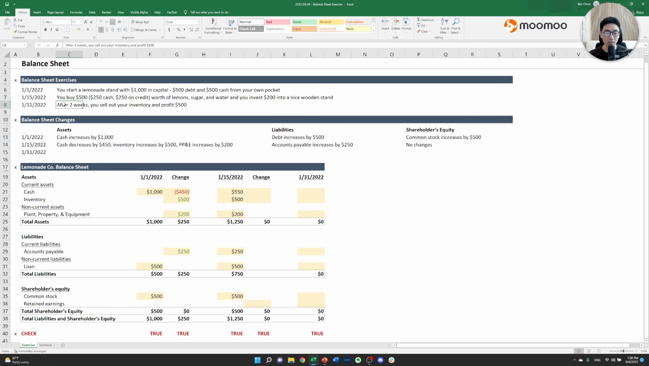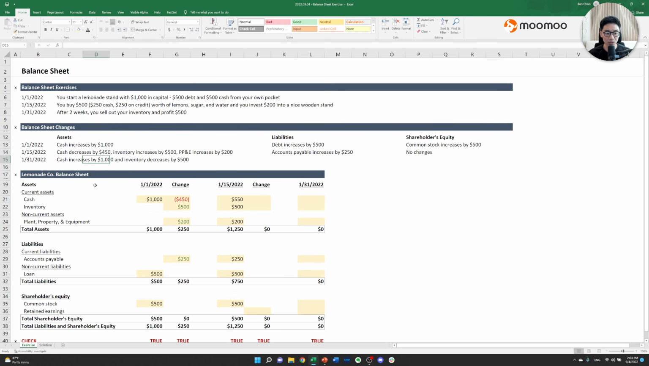So after 2 weeks, you sell out your inventory and you profit $500. So what happens to your balance sheet? So your cash increases by $1,000. And the reason for that, normally it's never this simple, but we're just assuming that everything is a cash business.